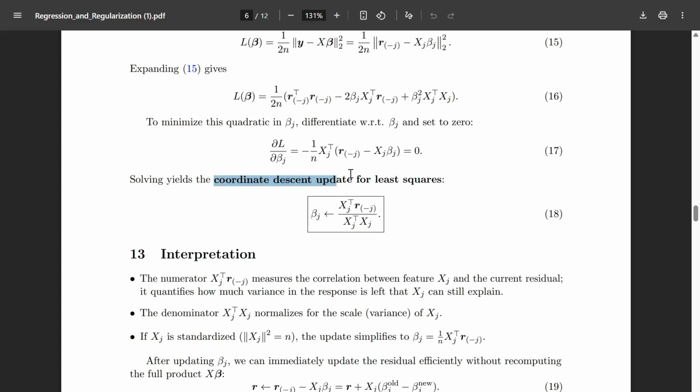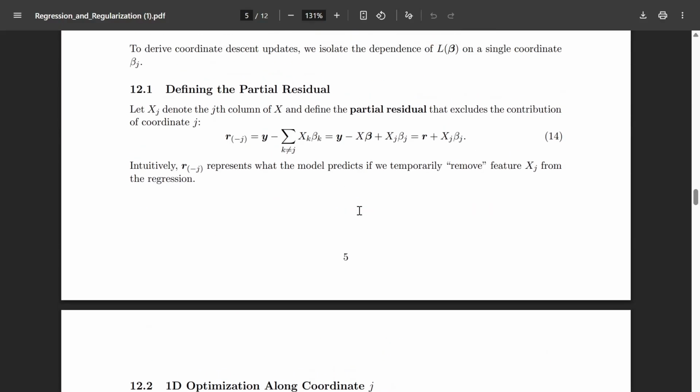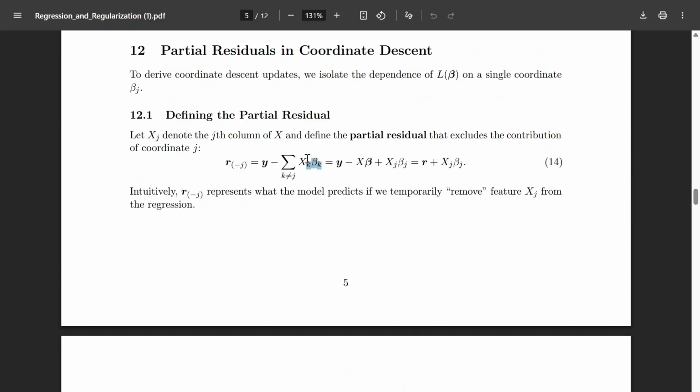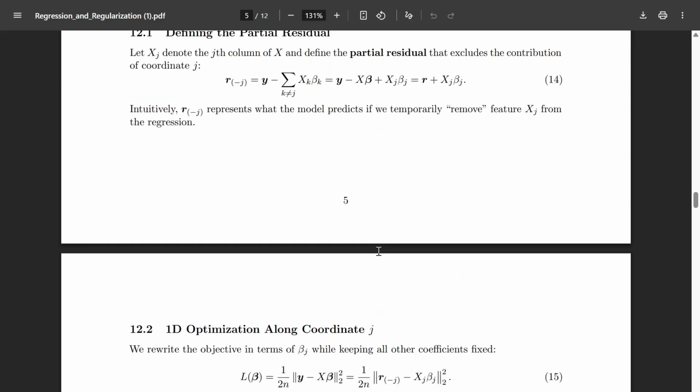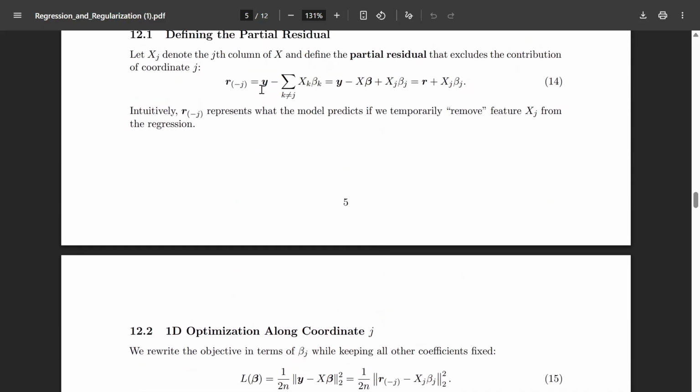This is the coordinate descent update. This is not the least squares. I was actually a little confused because this contains beta k in it. So this contains a set of parameters in it, or no?